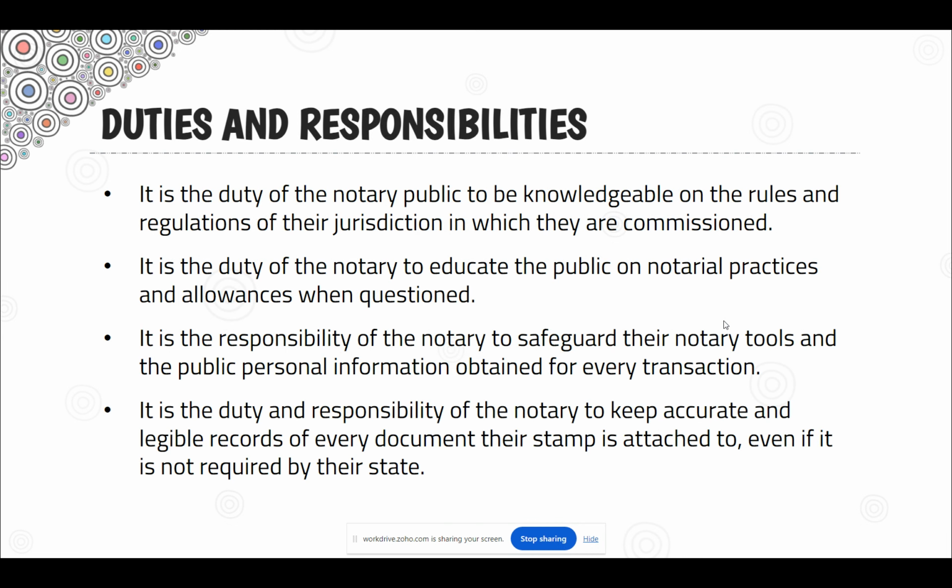Duties and responsibilities. It is the duty of the notary public to be knowledgeable on the rules and regulations of their jurisdiction in which they are commissioned. It is the duty of the notary to educate the public on notarial practices and allowances when questioned. It is the responsibility of the notary to safeguard their notary tools and the public's personal information obtained for every transaction. It is the duty and responsibility of the notary to keep accurate and legible records of every document their stamp is attached to, even if it is not required by their state.